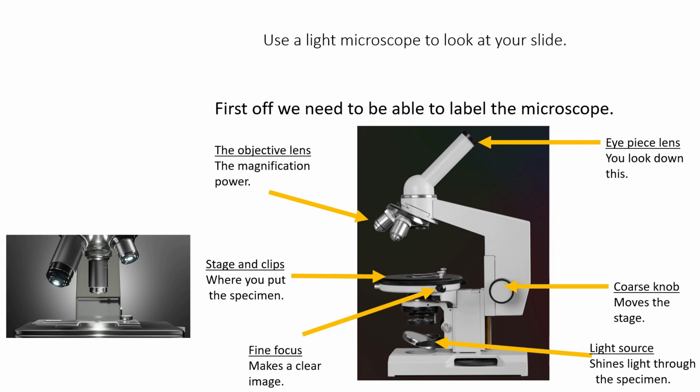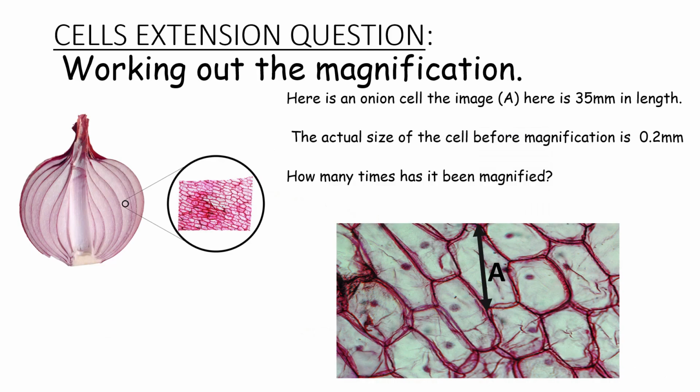Let's look at an extension question. Let's see if we can calculate magnification. Here is an onion cell. The image A here is 35 millimeters in length. The actual size of the cell before magnification is 0.2 millimeters. So how many times has it been magnified?